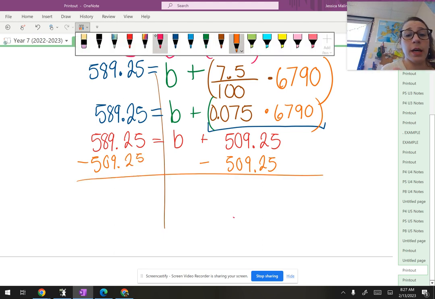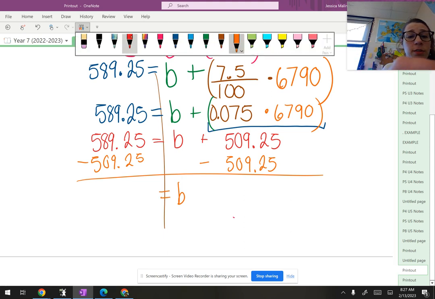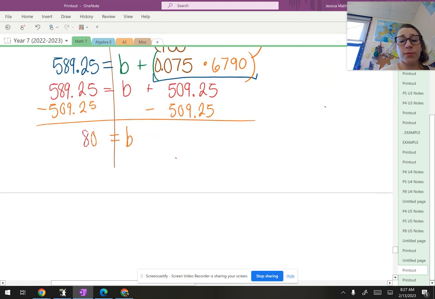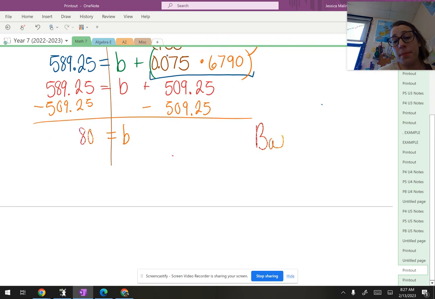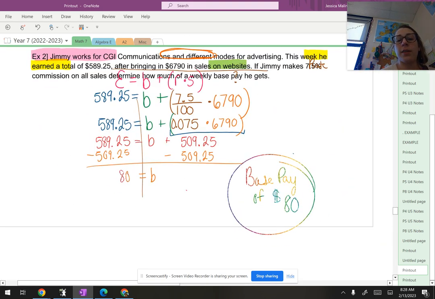Swoopity swoop, getting me a final answer of B equals $80. So that means that I have a base pay of $80. Swoop. And there is that example 2.